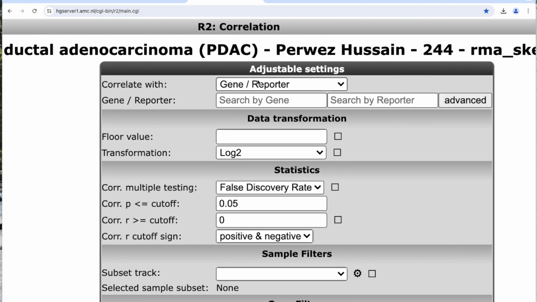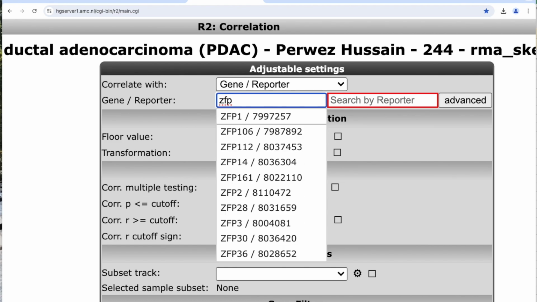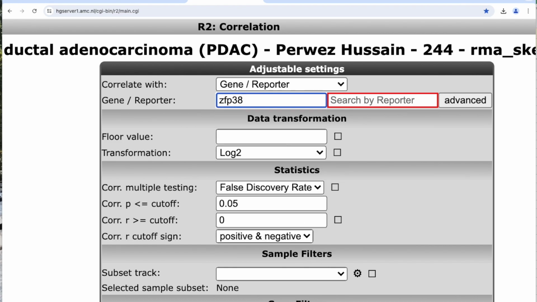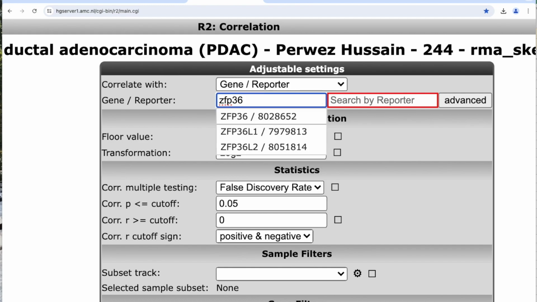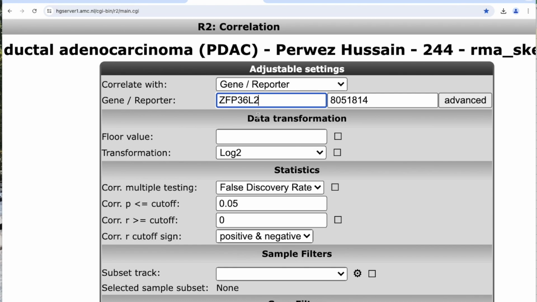Okay, up here, now we see correlate with gene reporter. Tell me your gene again. ZFP36L2. Okay. As I type that, what will happen is it'll come up here like this. Just click on that. Okay.